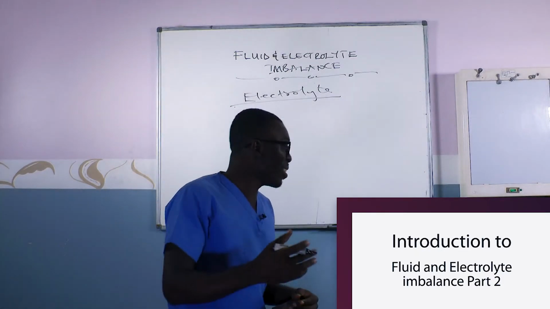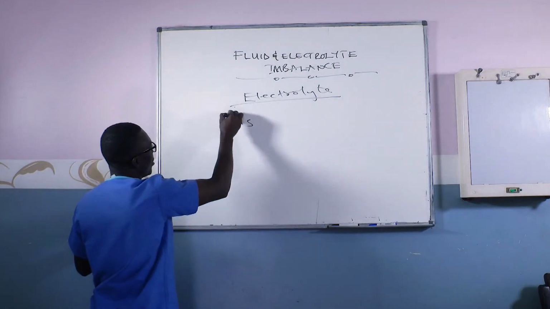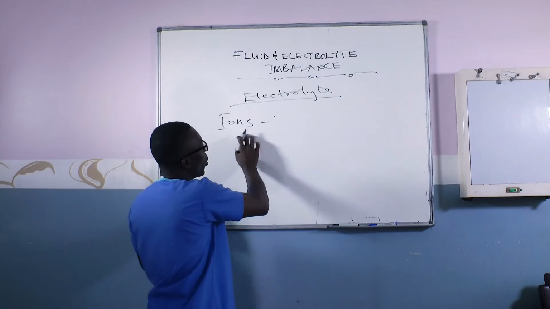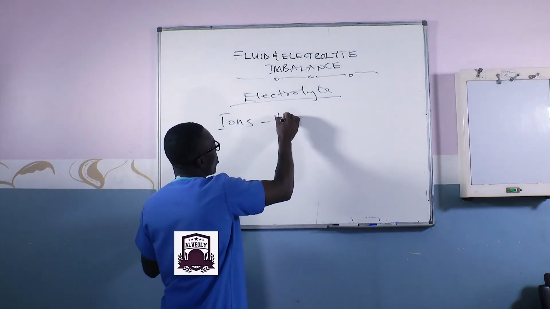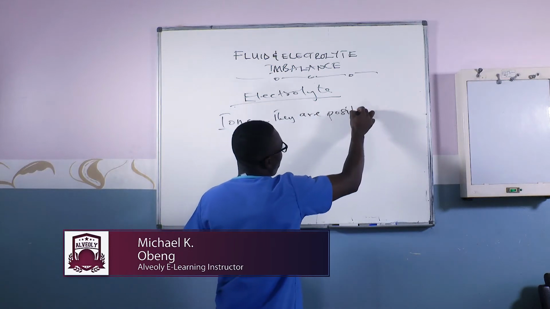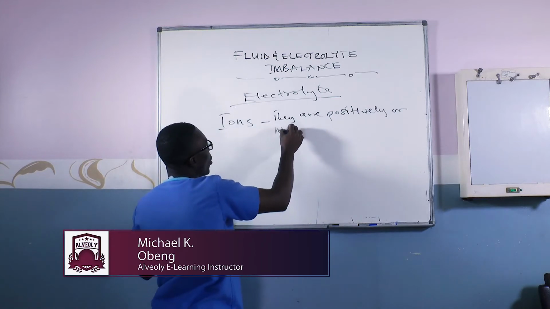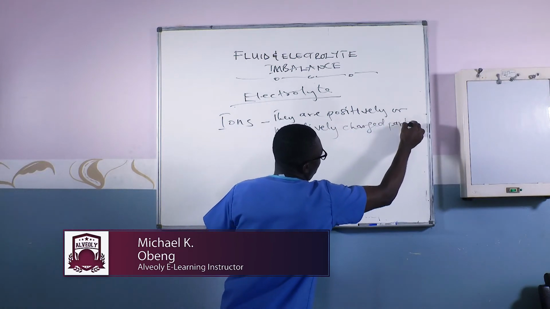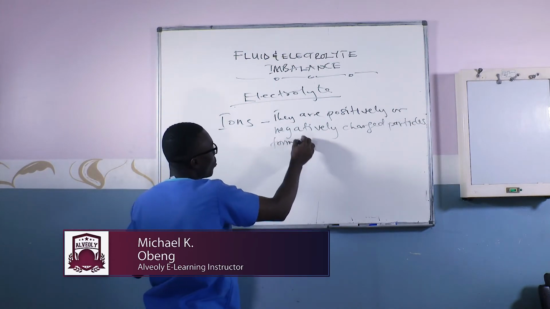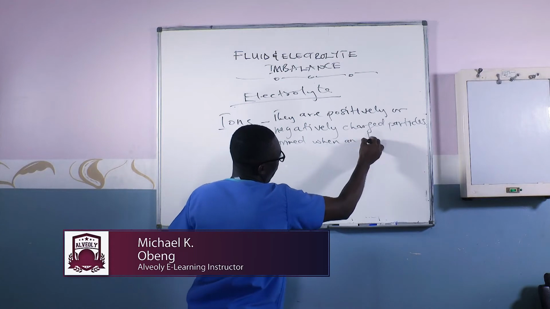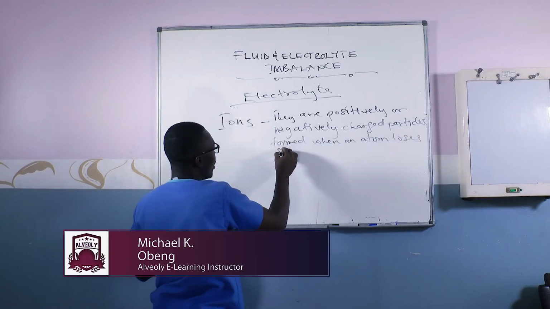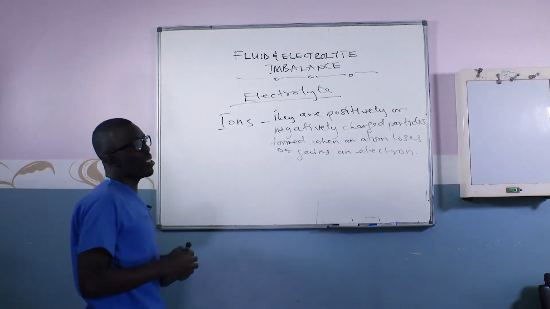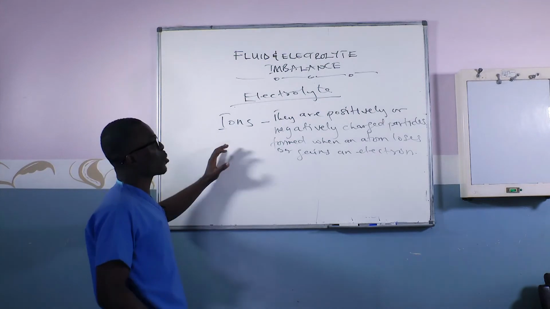Before that, in the senior secondary school, we learned about ions. And we said an ion is formed when an atom loses or gains an electron. So when we say ions, ions are positively or negatively charged particles formed when an atom loses or gains an electron. So with this basic understanding, it is going to help us to know what electrolytes are.